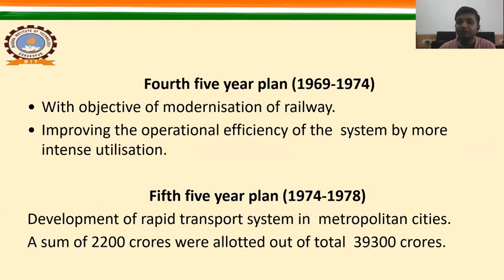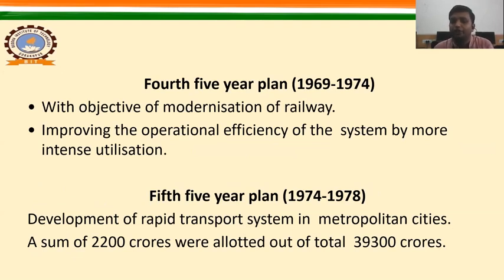Now the fourth and fifth 5-year plans. The fourth 5-year plan was from 1969 to 1974, with the objective of the modernization of the railway. The major objective was now focused on the modernization of the railway and improving the operational efficiency of the system by more intense utilization. Now the fifth 5-year plan was between 1974 and 1978. Development of rapid transport system in metropolitan cities.